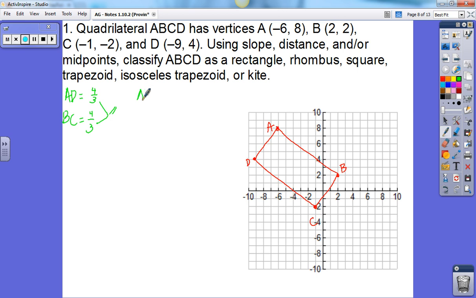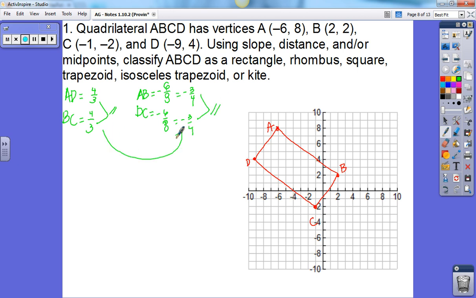Alright, let's look at AB and DC. And we've got 6 and then 8. So negative, which reduces to negative 3 over 4. And then 6 and 8 again, same thing. So these two are also parallel.